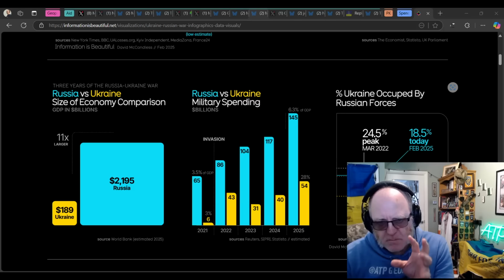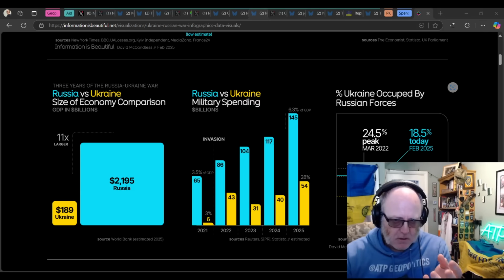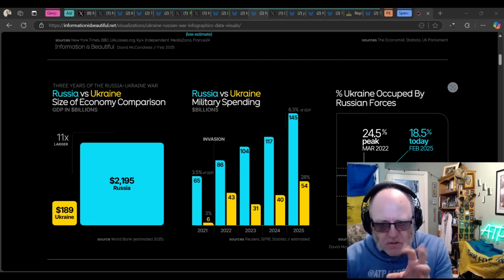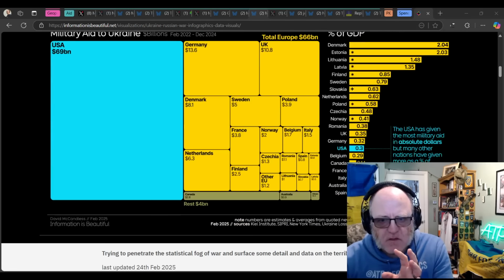But of course, this means that in relative terms, the Ukrainians are far outspending the Russians. In real terms, the Russians are outspending the Ukrainians. It's gone from 11 times the size of the economy to 3 times the size of the spending. So you can see what the Ukrainians are having to do to match the Russians on the battlefield. What's this? Percentage of Ukraine occupied by Russian forces? Not too important for this video.